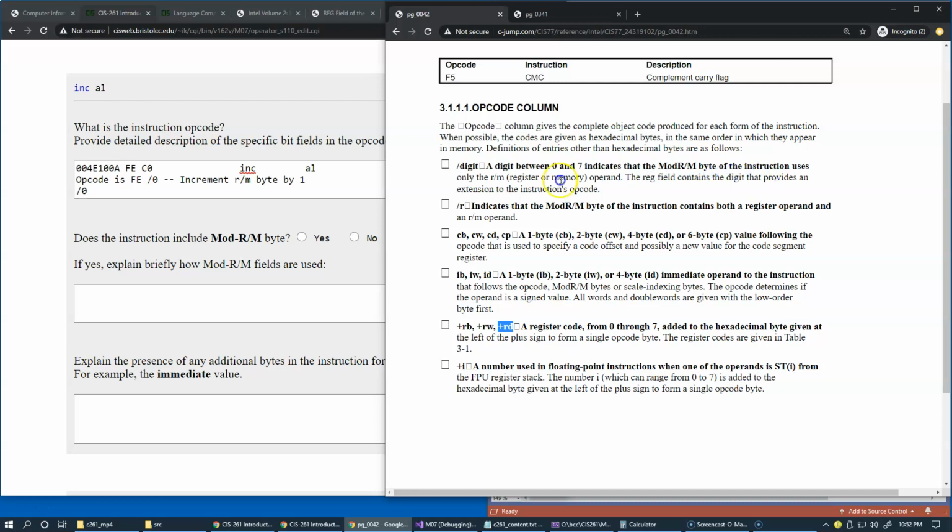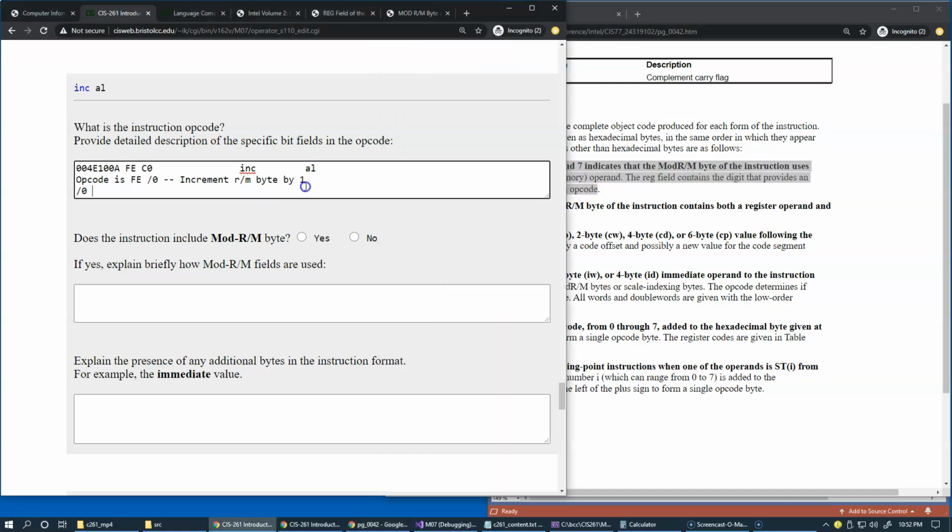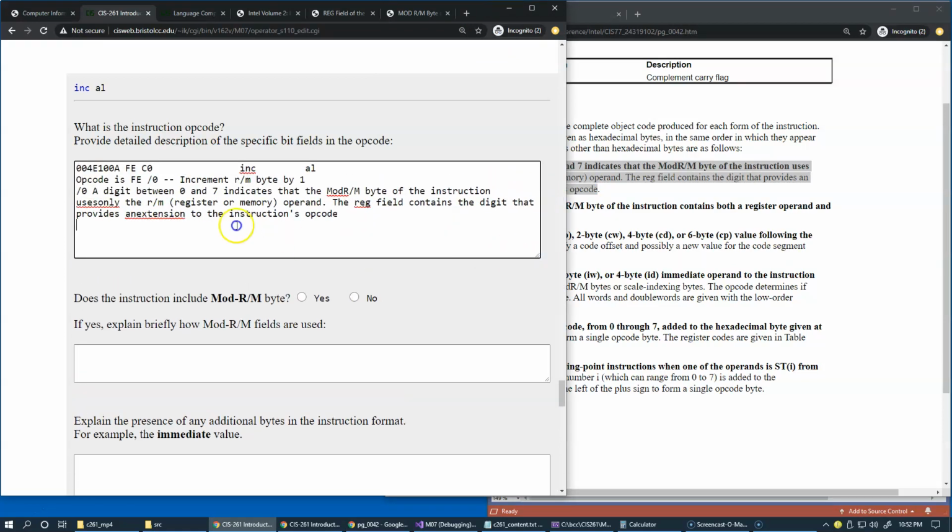A digit indicates that the mode RM byte of the instruction uses only the RM register or memory operand, and the reg field contains the digit that provides an extension to the instruction opcode. So let's copy this documentation into our own handout. Now let's increase the size of this. So 0 is a digit between 0 and 7, indicating the mode RM byte of the instruction uses only the RM register or memory operand. Okay, so register or memory operand.